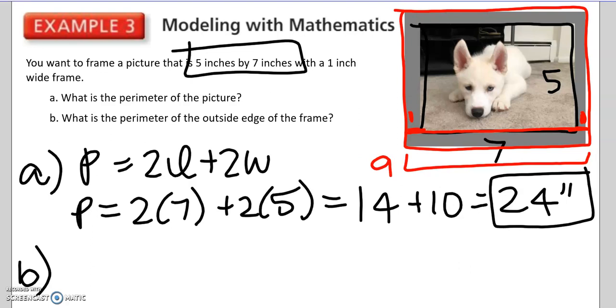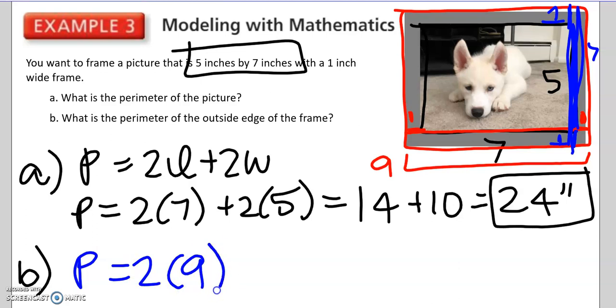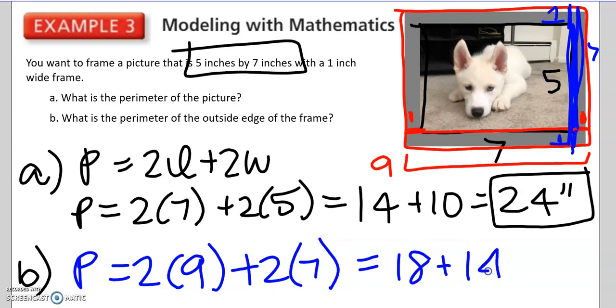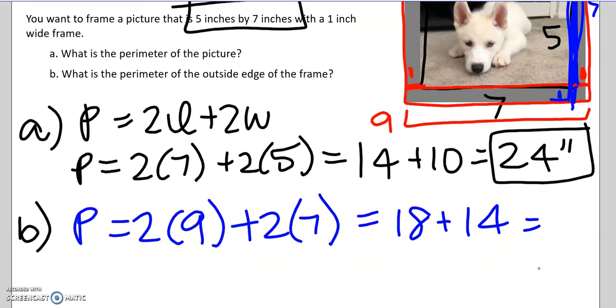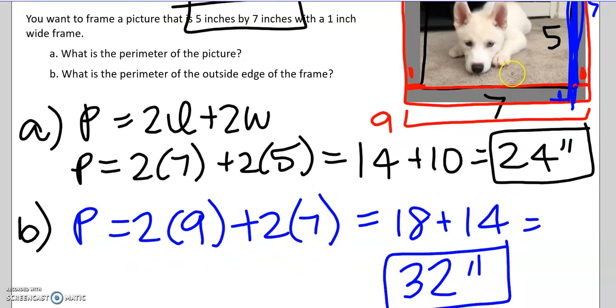Same thing in my width, guys. I have a 5-inch wide photo. My frame is 1 inch over here, 1 inch over here. What is my new width of the entire frame and picture? 7. Okay, here we'll now find the perimeter equals 2 times my length of the entire thing now, which is 9, plus 2 times my new width, which is 7, equals 2 times 9 gives me 18 plus 14. We are looking at 32 inches, 32-inch perimeter of the photo and the frame itself.